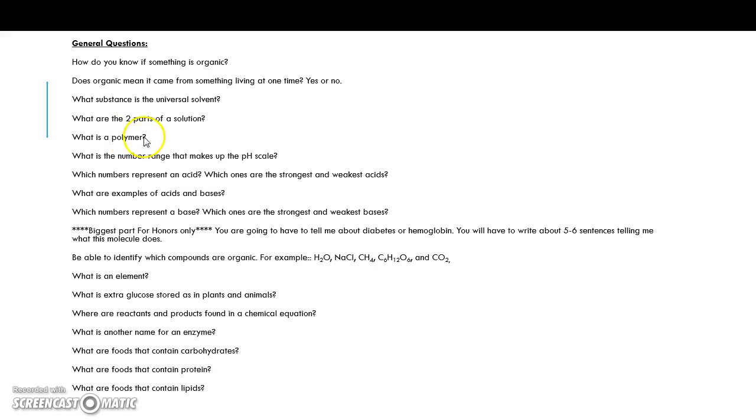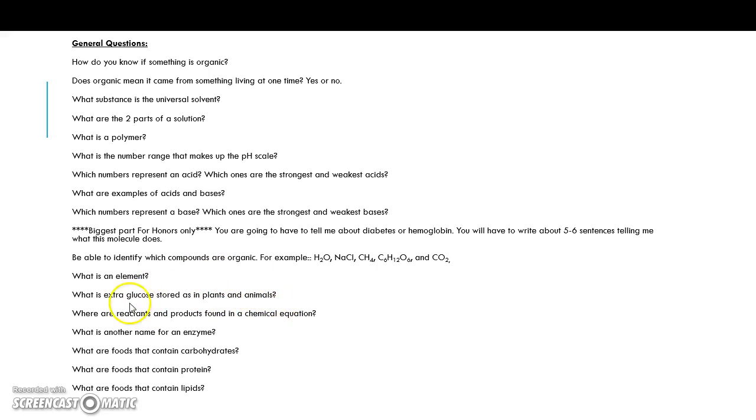Going back to this term right here, polymer. So polymers are made of monomers. Monomer is a monosaccharide, glucose, those are examples. Monomer can also be interchangeable with the word subunit. So if I ask you what is the subunit of something, that's the same thing as what is the monomer. What is extra glucose stored as in plants? That would be starch. In animals, we have it as glycogen.